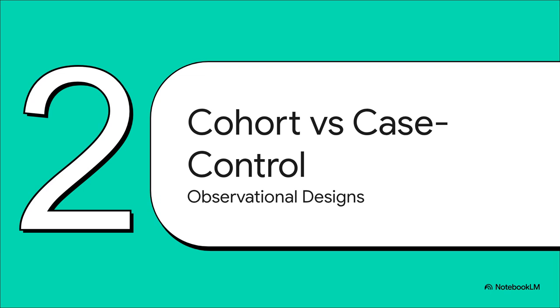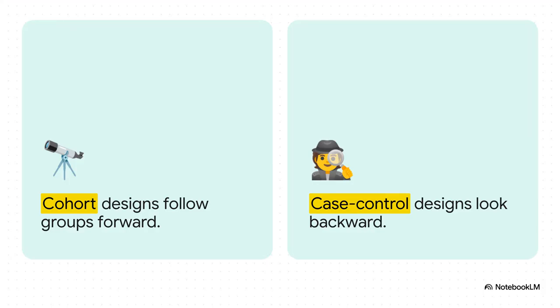Cohort versus case control studies. Because we obviously can't run massive, decade-long A/B tests on humans, we have to rely on observational designs to build out our toolkit. This is how we track down those elusive long-term risks. And the two absolute heavy hitters here are cohort designs and case control designs. The big juxtaposition to remember here is their direction in time.